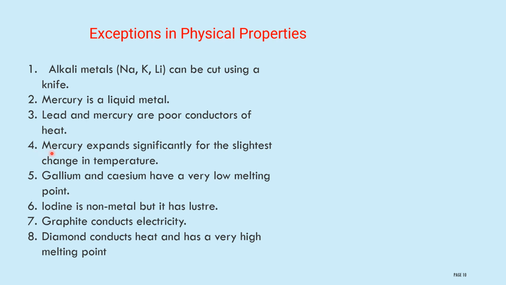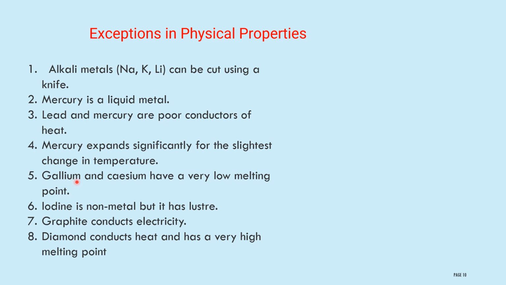Fourth one, mercury expands significantly for the slightest change in temperature. You know, we use mercury in the thermometer. A thermometer is filled with mercury. If you have a fever and your body temperature increases, the mercury level in the thermometer rises. It shows the significant expansion of mercury. Therefore, even a slight change in the temperature of your body makes the mercury level rise.